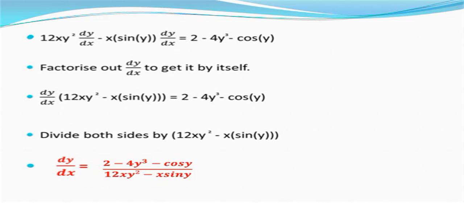And then we just divide both sides by 12xy squared minus x by sin y, and finally we get dy/dx equals 2 minus 4y cubed minus cos of y over 12xy squared minus x by sin of y.